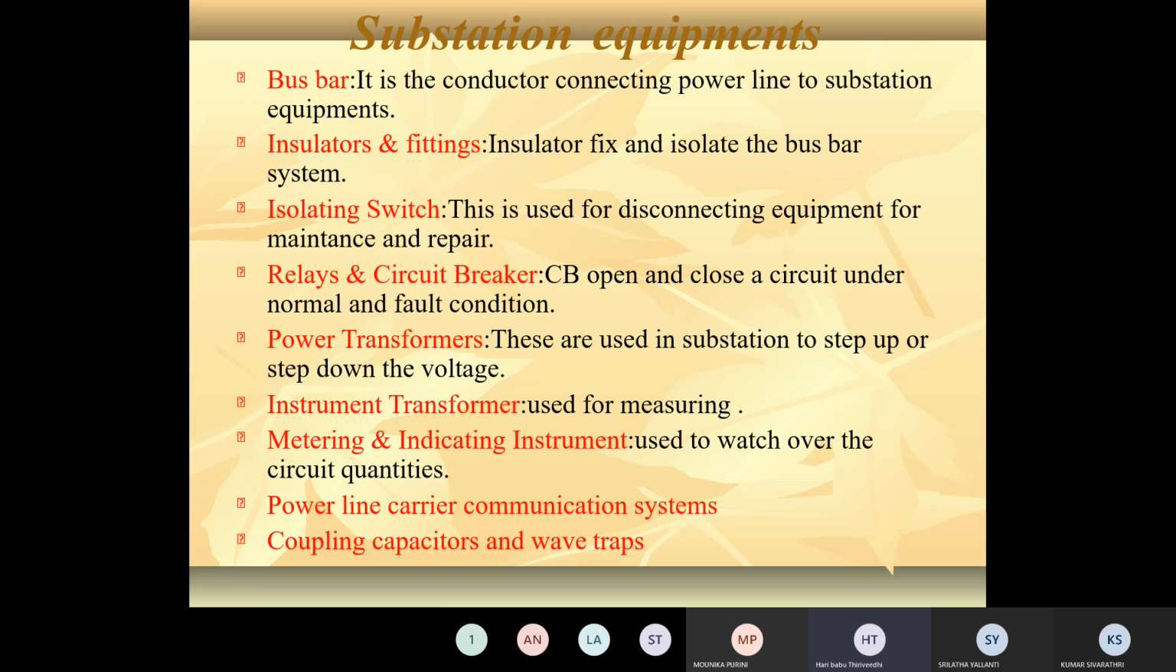Coming to the PT, it is usually a step down transformer. The current transformer is a step up transformer to measure high currents, whereas the potential transformer is a step down transformer which steps down the voltage to a known ratio.